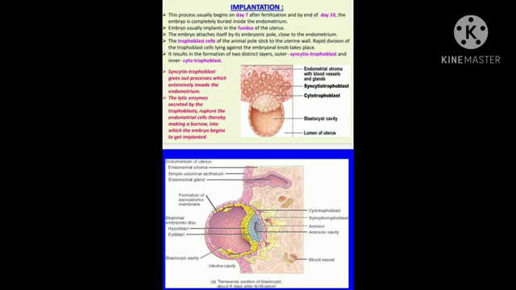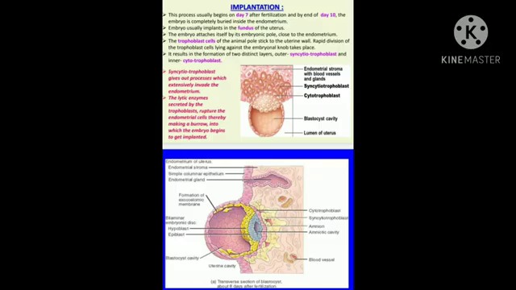The embryo usually implants in the region of the fundus of the uterus. This is the actual position where the embryo gets implanted. All these are the different parts of the uterus, that is called as what? Fundus. In the process, the embryo attaches itself by its embryonic pole close to the endometrium.